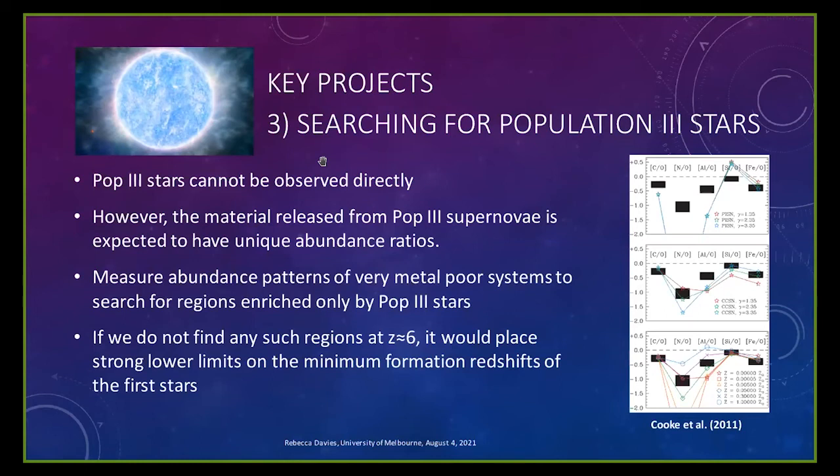Now, at intermediate redshift, the vast majority of metal poor absorbers show abundance patterns fully consistent with population 2 enrichment, but above some redshift, we must observe a shift in the abundance patterns to reflect the chemical signatures of the first stars in the universe. If we don't see this shift occurring in the most metal poor regions at redshift 6, this places strong limits on the minimum formation redshifts of population 3 stars.